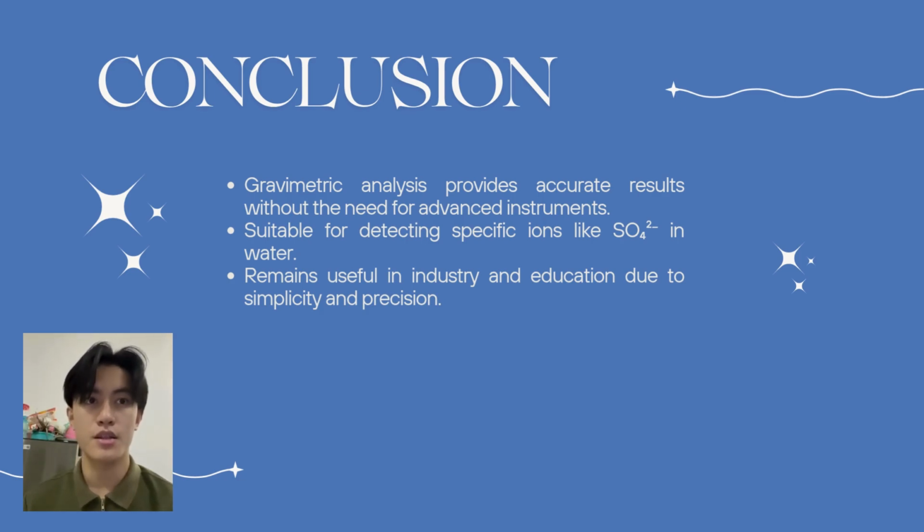So, in conclusion, gravimetric analysis is a simple and reliable method for determining the amount of specific ions in a solution. The example of sulfate determination in water demonstrates how this classical technique remains relevant in modern analytical practices. It is widely used in industries due to its accuracy and cost effectiveness, especially where high precision is required.